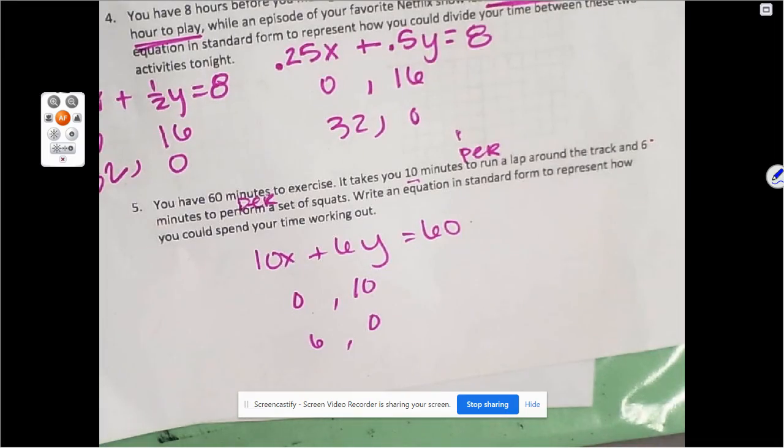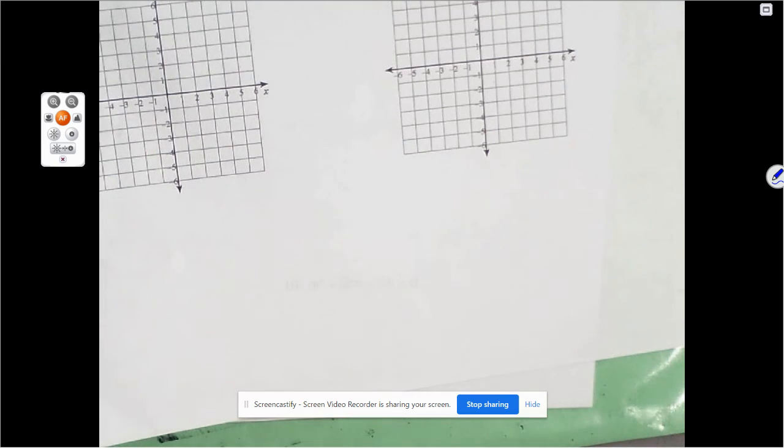Okay, on your way out, you're going to turn in this on the stool, and then you're going to hand me your note card.